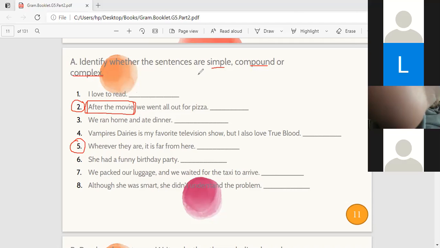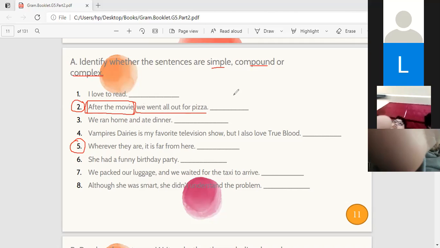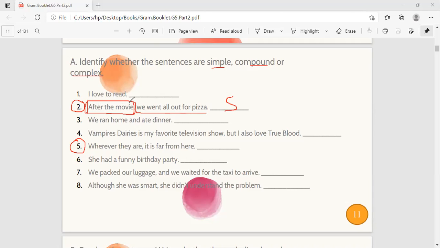Complex. Miss, I have only one independent clause. Here I have only one independent clause. If it's one independent clause, it will be simple. But if we add a dependent clause to it, it will become complex. But here it is simple. So you see, guys, here after the movie, it doesn't make a dependent clause. No, it makes a prepositional phrase.